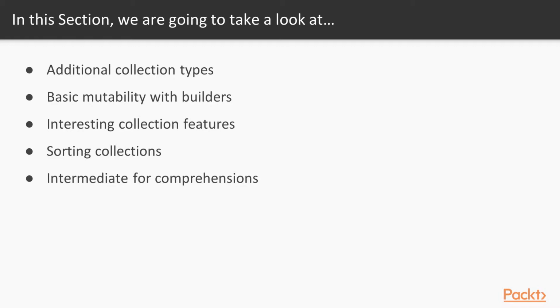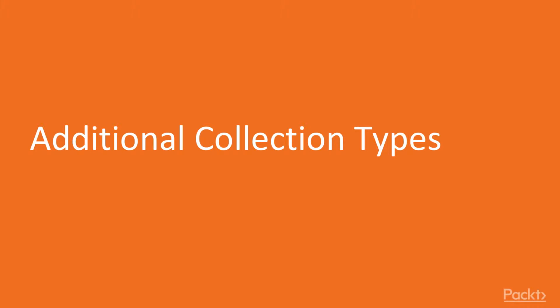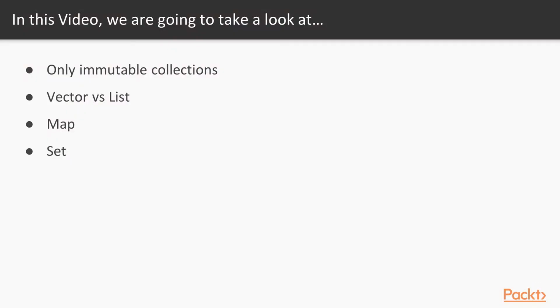Then we'll talk about sorting collections and some of the various ways that you can do that and helpers that exist to facilitate different ways to sort collections. And finally, we'll talk about intermediate for comprehensions and some of the more advanced things that you can do with those. We're going to start by talking about additional collection types. We'll only be talking about immutable collections for now. First, we'll talk about vector versus list, then we'll talk about map, and finally, we'll talk about set.